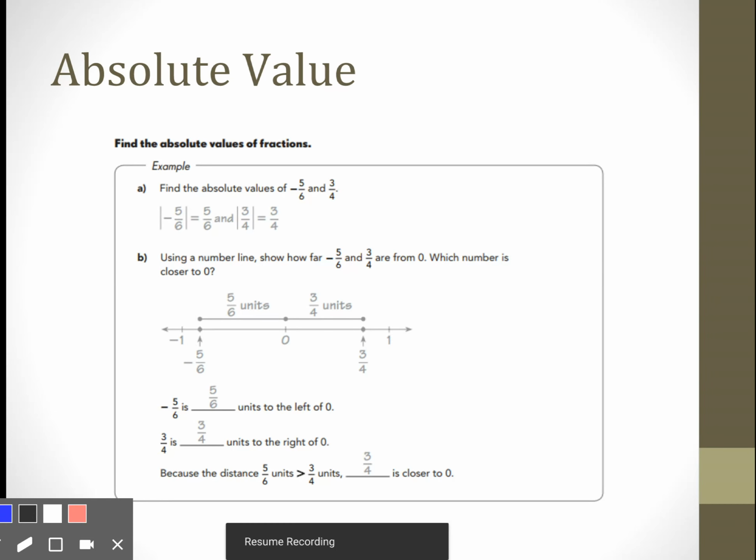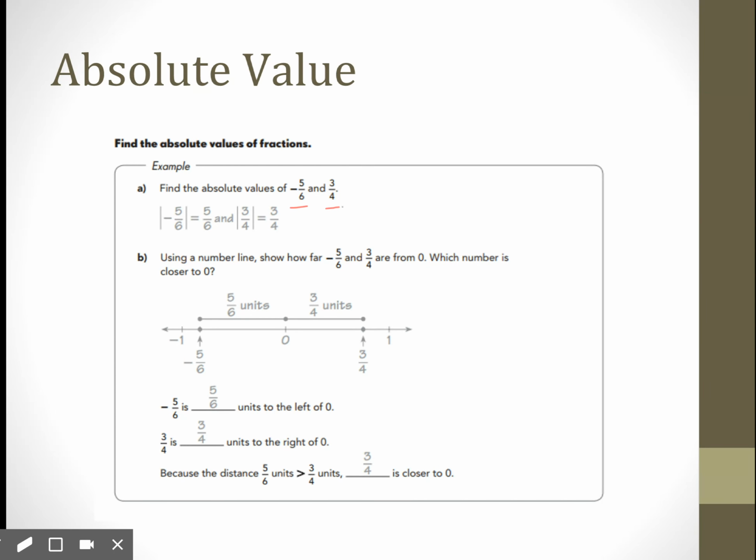So finding the absolute values of -5/6 and 3/4, these are both rational numbers because they're in fraction form. To find the absolute value, you put in those bars if you need to. And again, all we're doing is looking at it and telling the distance away from 0. So the absolute value of -5/6 is 5/6. And the absolute value of 3/4 is 3/4.